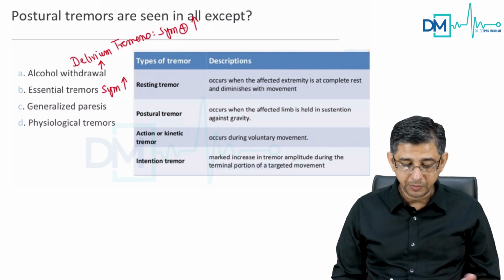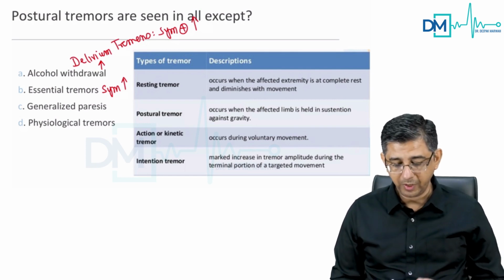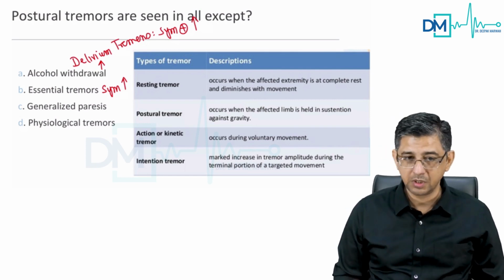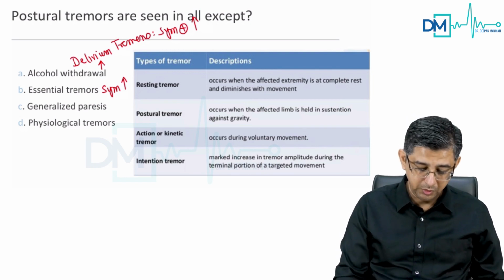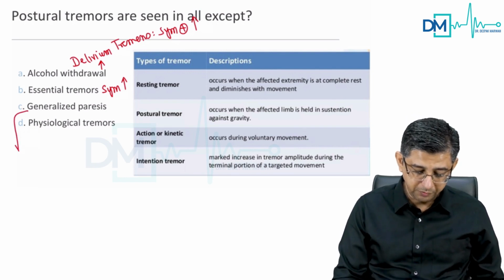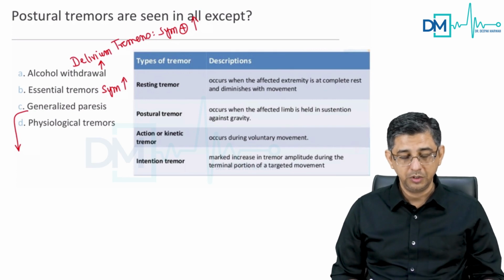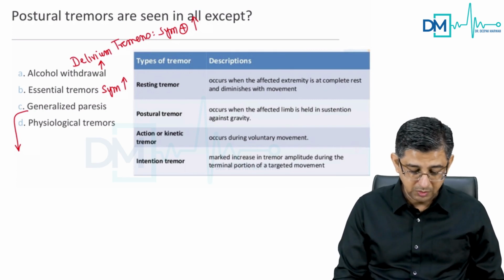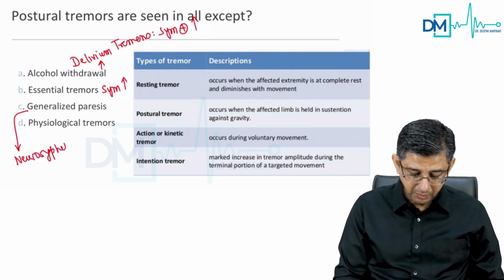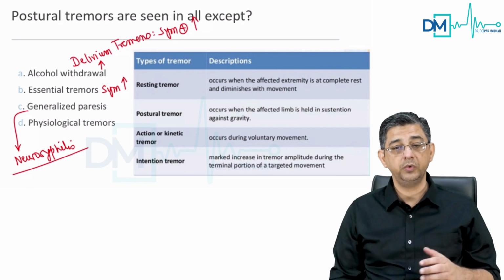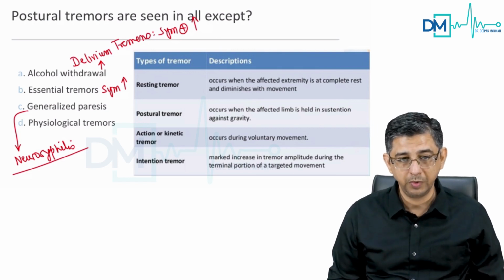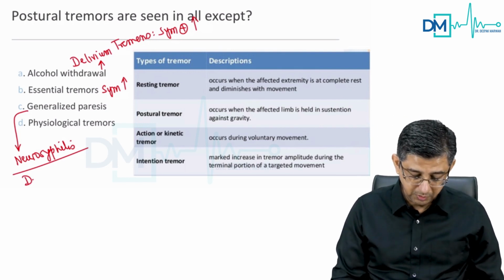That leaves you with two options to select: generalized paresis and physiological tremors. To solve the problem, you should know the generalized paresis of the insane, or GPI as it is known. This is a psychiatric manifestation that is encountered with neurosyphilis. This manifestation is usually associated with development of Argyll Robertson pupils, and it is also associated with delusions of grandeur.